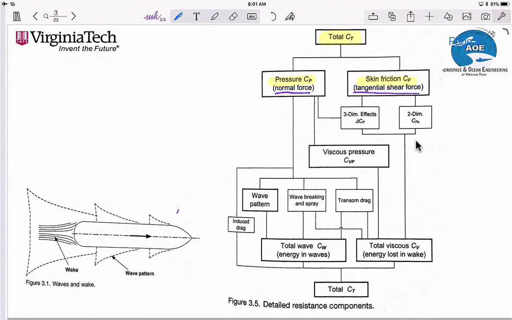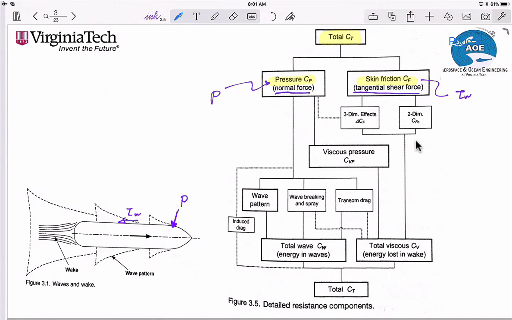So if we were to look on the surface of the hull down here on the left, we would have the pressure acting normal to the hull, and then somewhere along the body we would have tau wall. Okay, skin friction coefficient, remember, is the integral of tau wall, and the pressure force is the integral of the pressure.